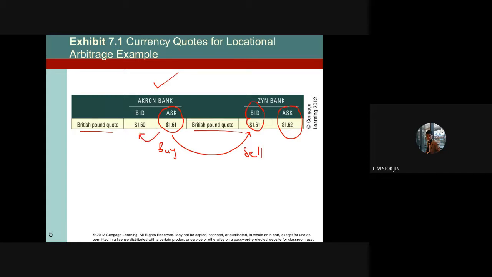Of course, you don't buy from Akron Bank and sell to Akron Bank, because when you do that, you will lose 1 cent for every pound. So in order not to make any losses, you can buy from Akron Bank and sell to Zin Bank at zero gain, zero loss. Of course, you don't buy from Zin Bank because Zin Bank is selling at a higher price. And for all you know, these two banks are next to each other, or at different locations, not too far. So you can compare and you can still buy and sell, at zero risk, zero cost.